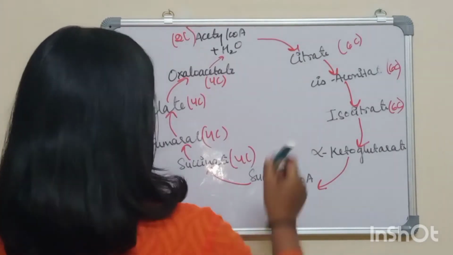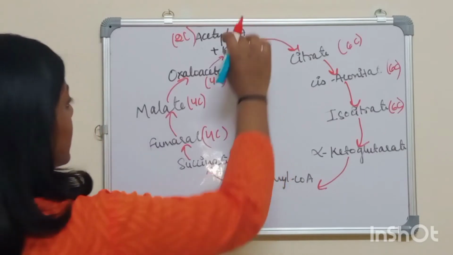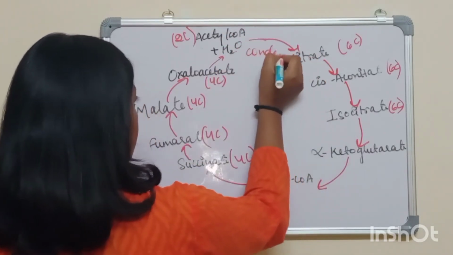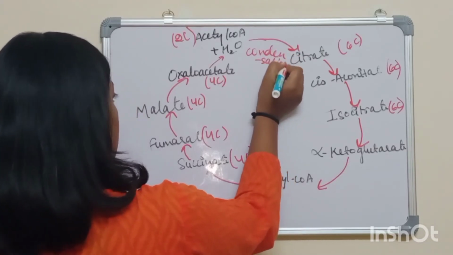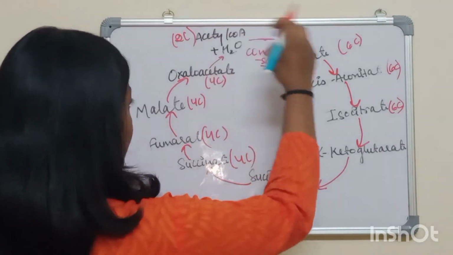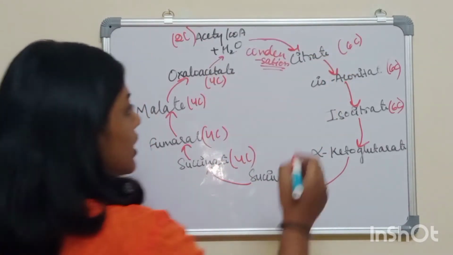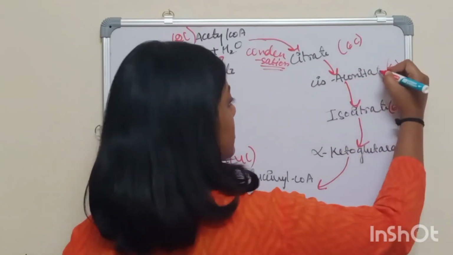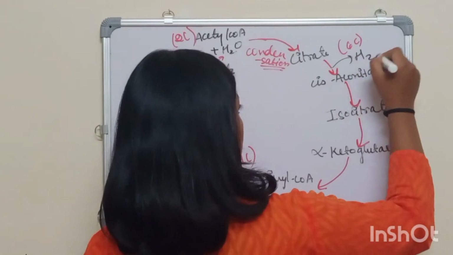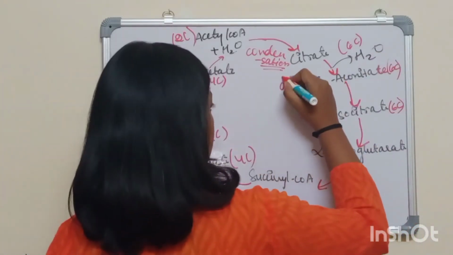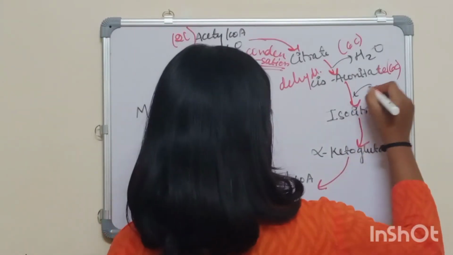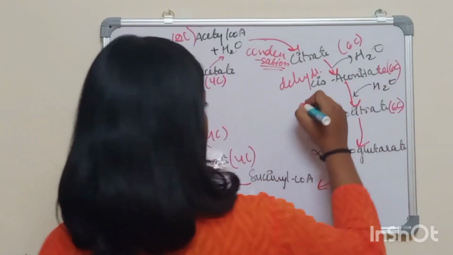Now acetyl CoA combines with water to form citrate. This is a condensation reaction, because two elements are combining to form a different product. Now citrate gets converted to cis-aconitate and there is release of H2O. So this is a dehydration reaction. Now water is again added in the next step, so it is hydration.